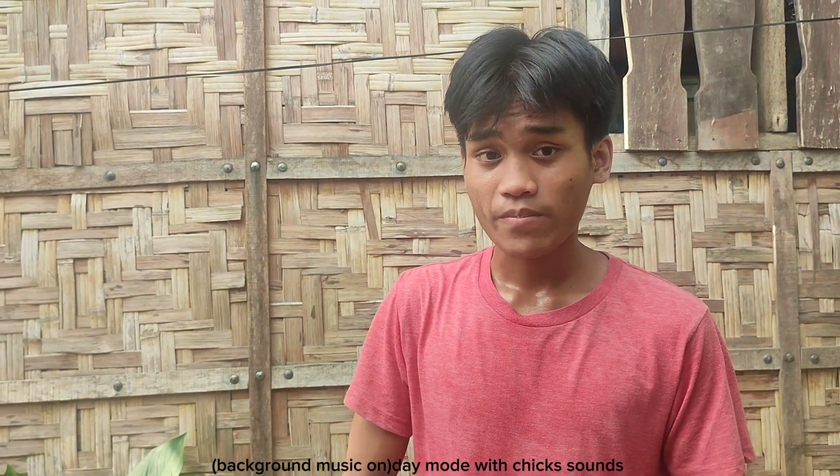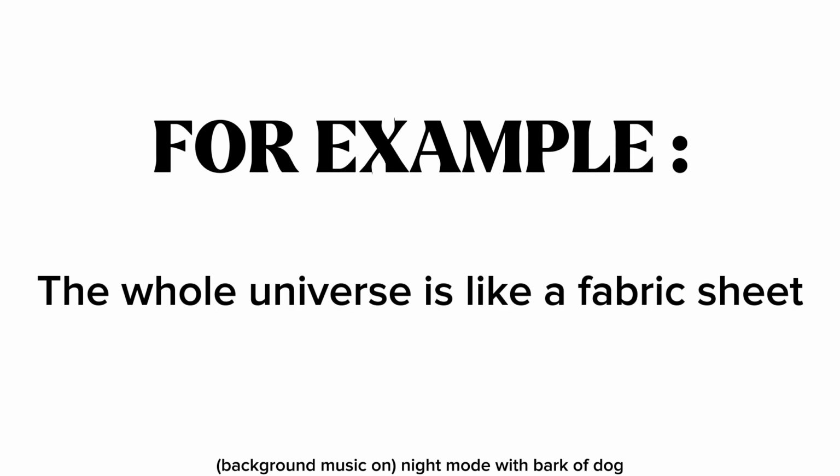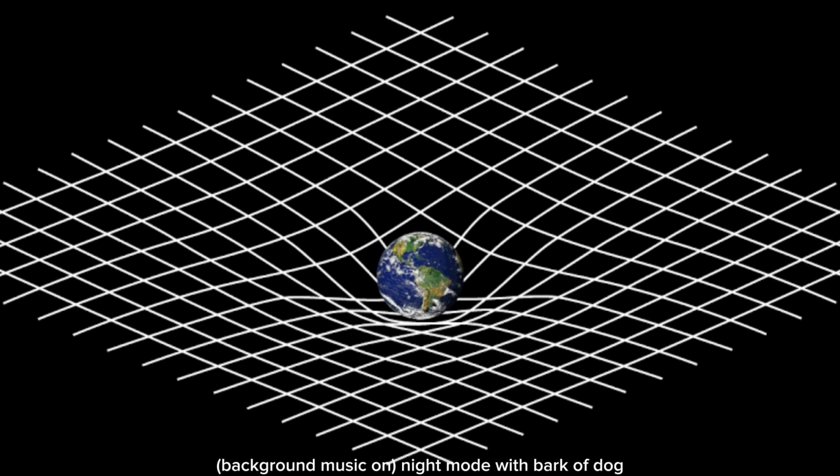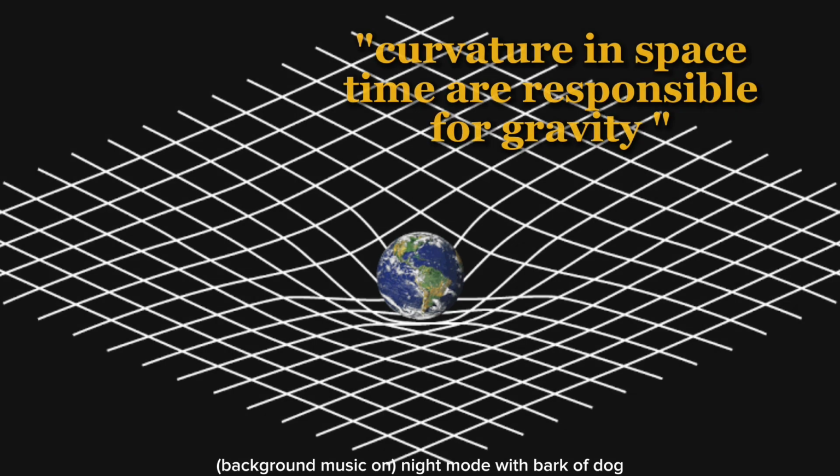So what was Einstein's discovery? Let's see how it works. For example, the whole universe is like a fabric sheet. That sheet is combined with the fourth dimension, time, and becomes space-time. Einstein says that curvature in space-time is responsible for gravity.